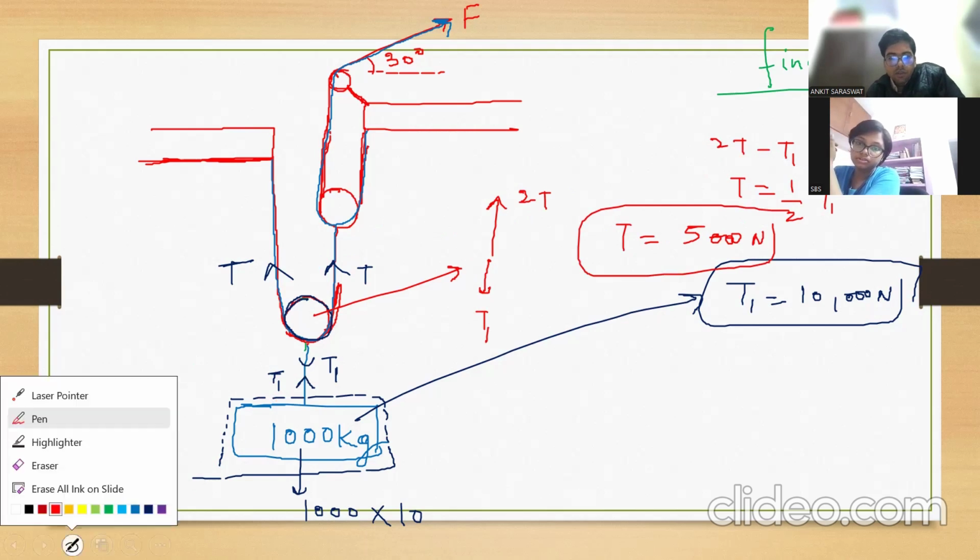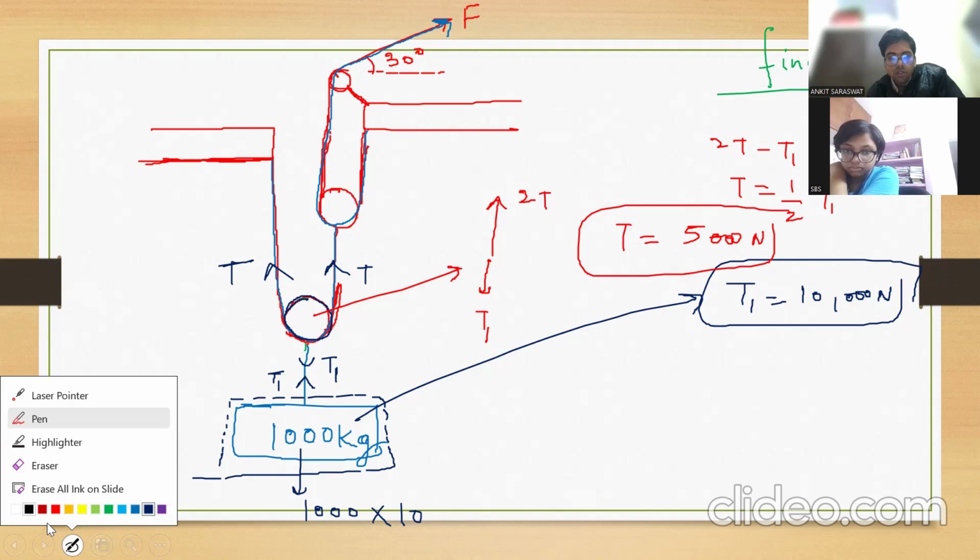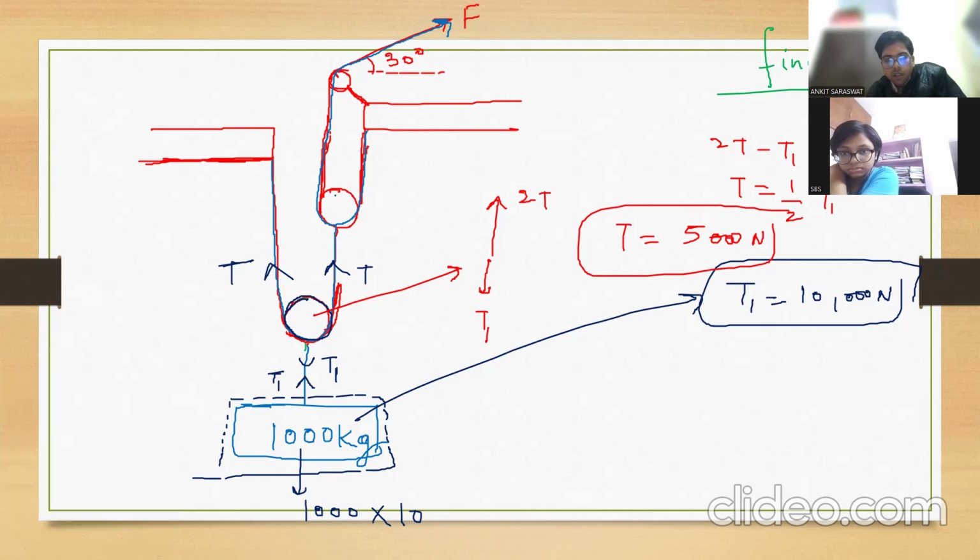Clear? This question, I can solve directly, but I want you to watch it carefully, okay? See here. For this pulley, if you draw the free body diagram, tension will be like this, T. Here tension is T2, T2. Clear? Understood?